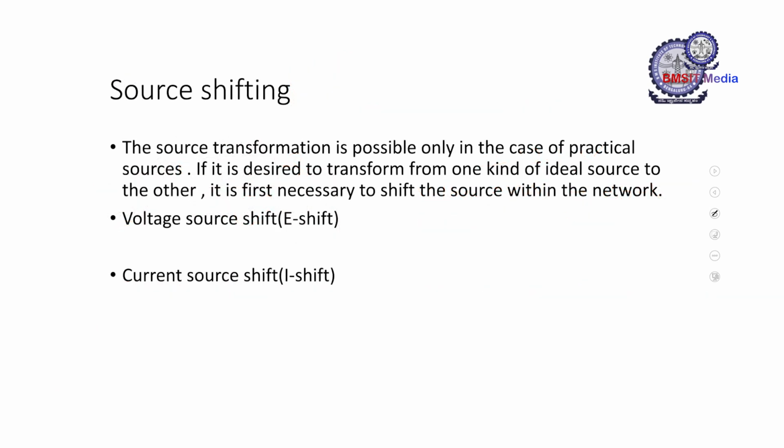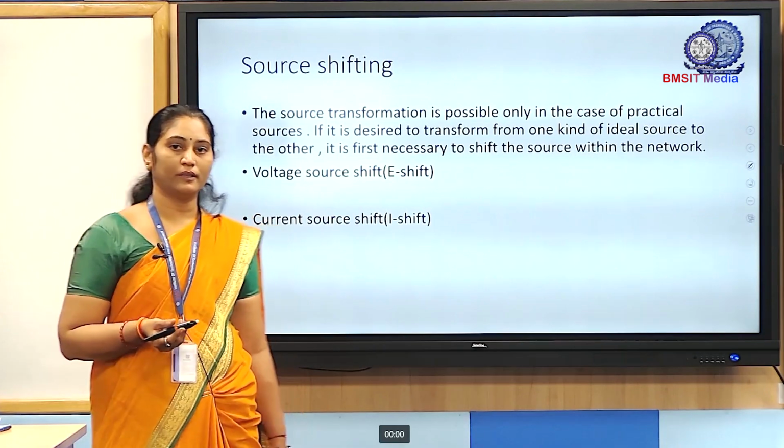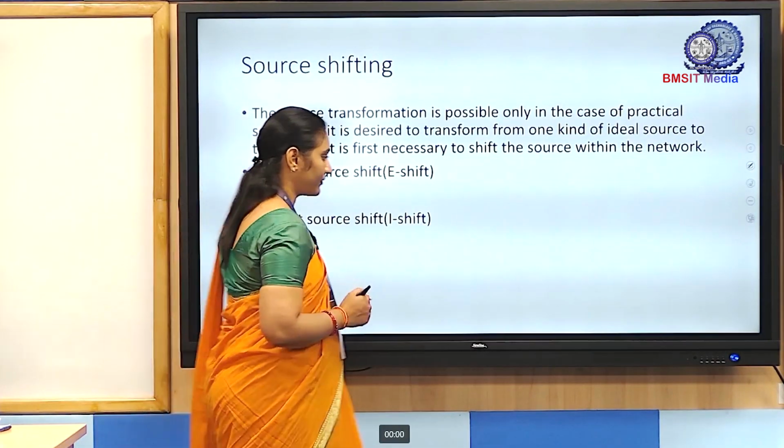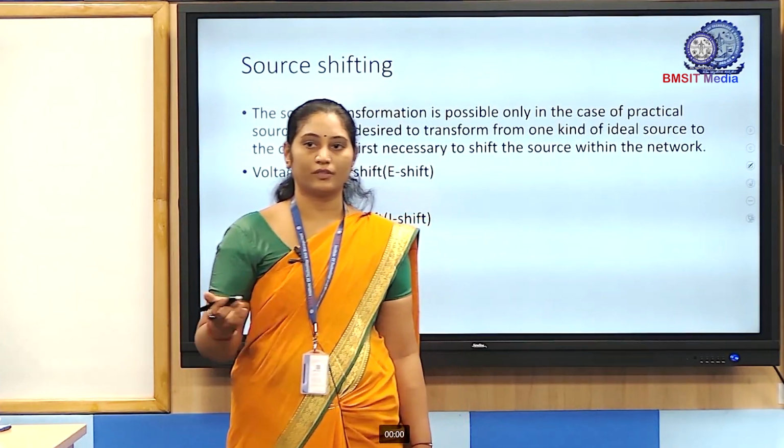So these numericals were very basic. Now we will move on to the next concept called source shifting. So why source shifting? Why can't source transformation alone be used for reducing the network?